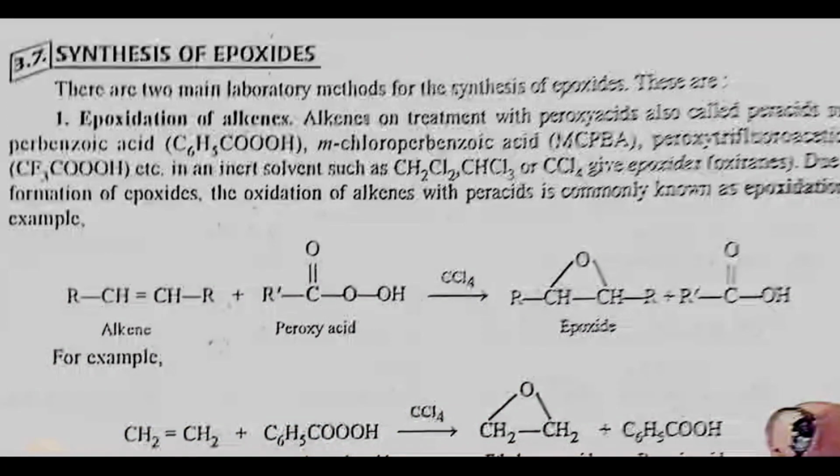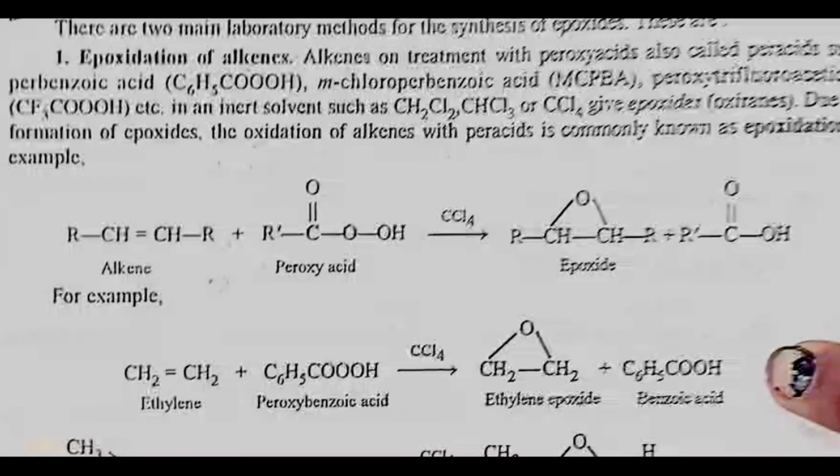3.7. Synthesis of epoxides. There are two main laboratory methods for the synthesis of epoxides. First, epoxidation of alkenes. Alkenes on treatment with peroxy acids, also called peracids, such as perbenzoic acid, m-chloroperbenzoic acid, etc., in an inert solvent such as CH2Cl2, CHCl3 or CCl4 give epoxides. Due to the formation of epoxides, the oxidation of alkenes with peracids is commonly known as epoxidation.